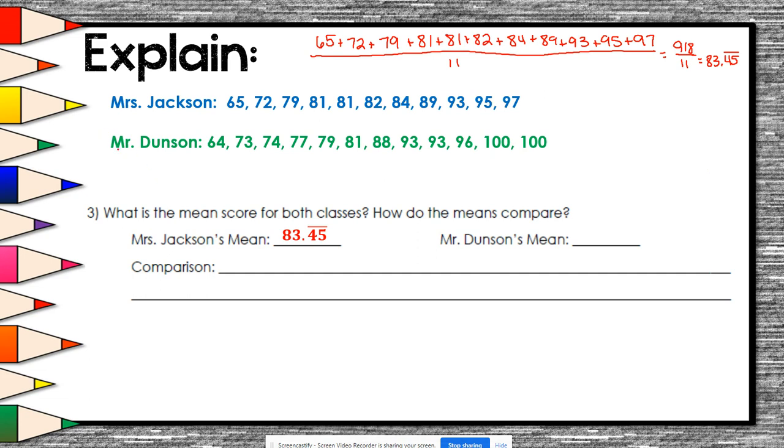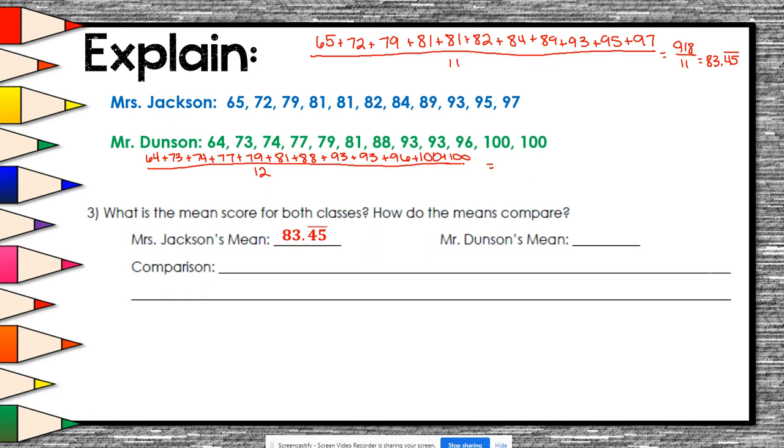Now we're going to do the same thing but with Mr. Dunson's test scores. So Mr. Dunson has all of these scores, which we're going to add together. And then for Mr. Dunson, we need to divide by the total number of items that were in his data set, which for Mr. Dunson, remember, was 12. So I'm going to put all of this into my calculator.